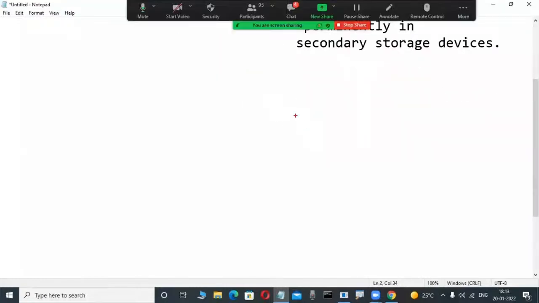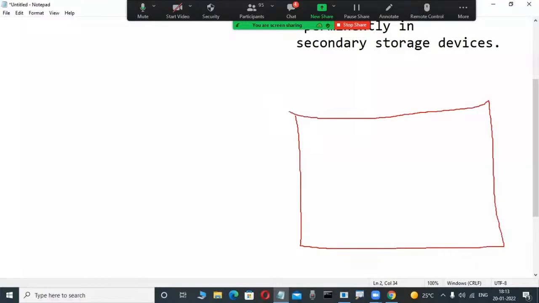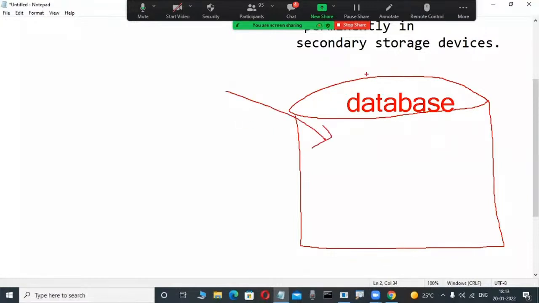Whenever I install Oracle software into my system, automatically some place is created in the hard disk. Maybe this place is called a database. So many people are thinking like that: in this place we store data, a random collection of data. That is absolutely wrong.